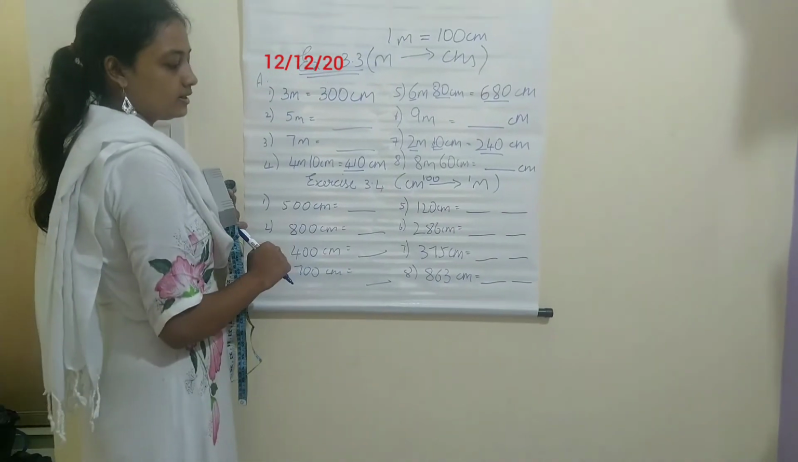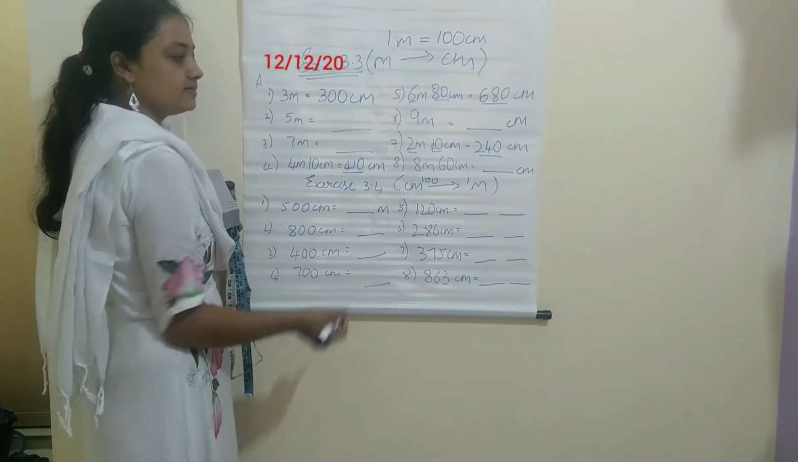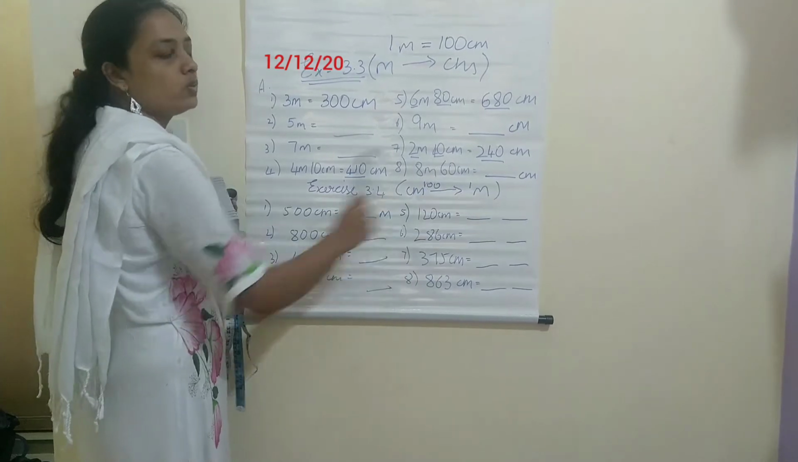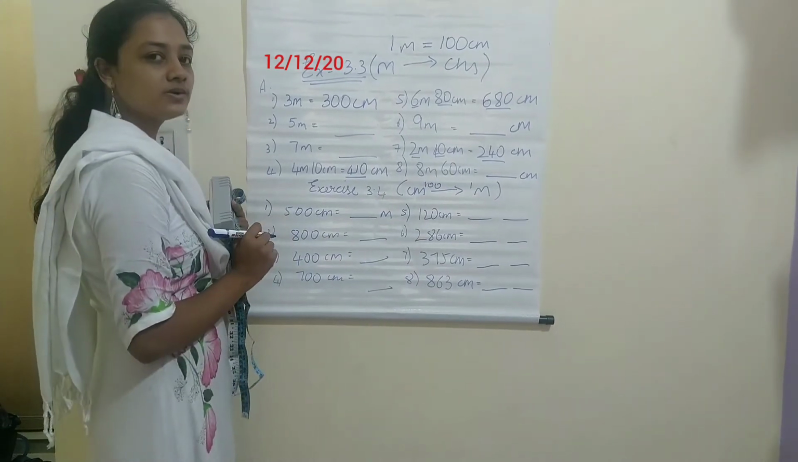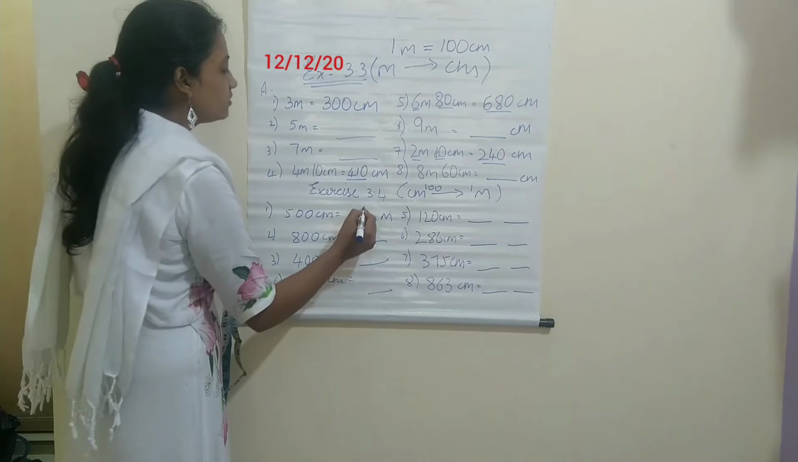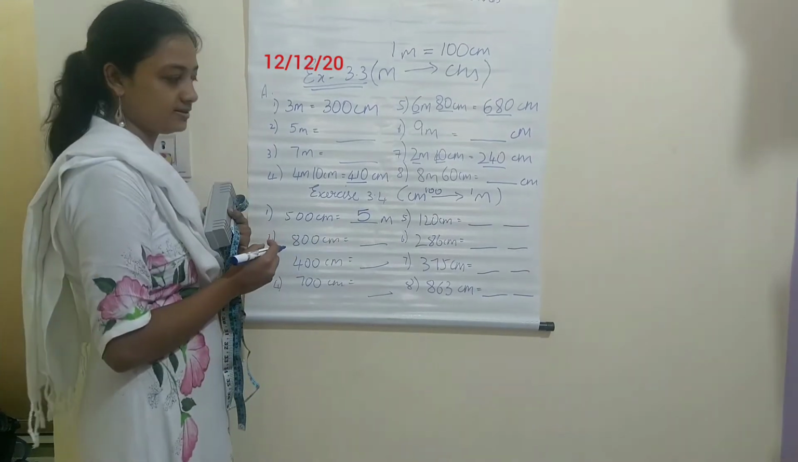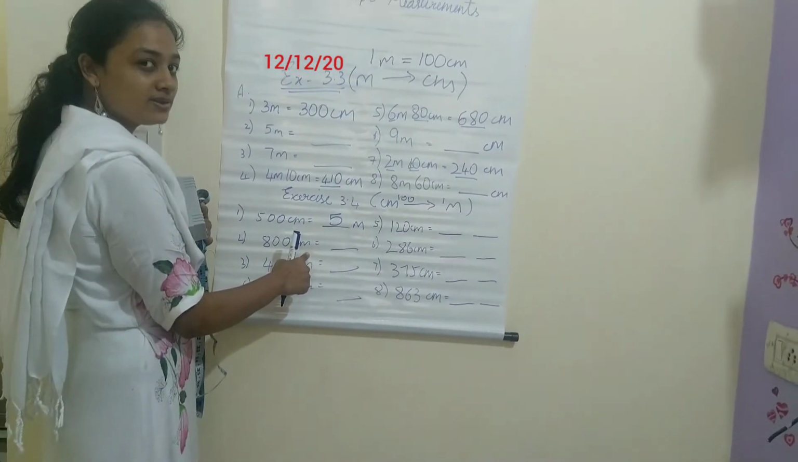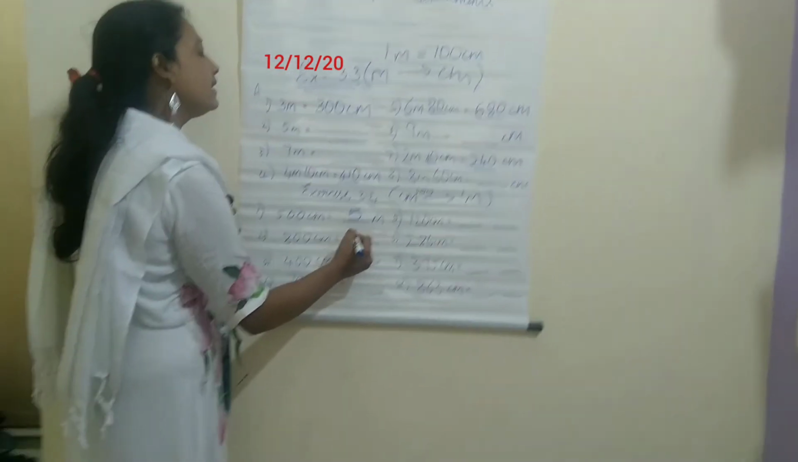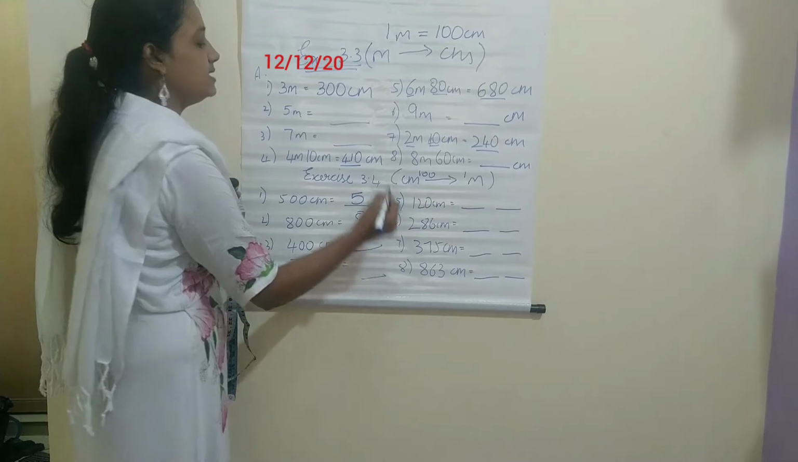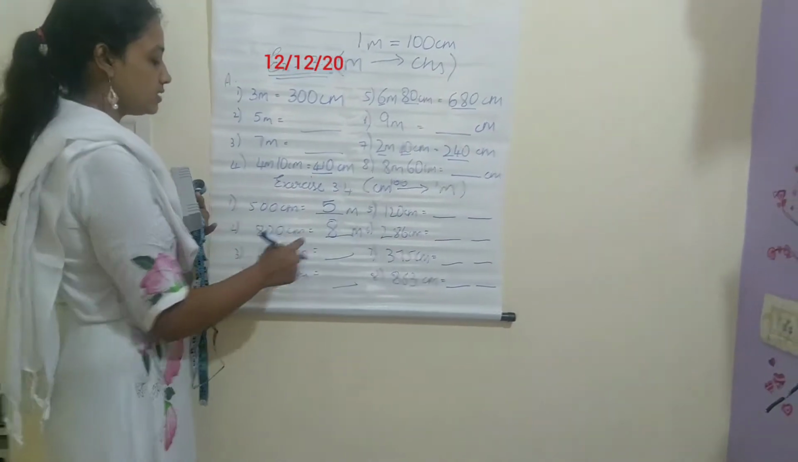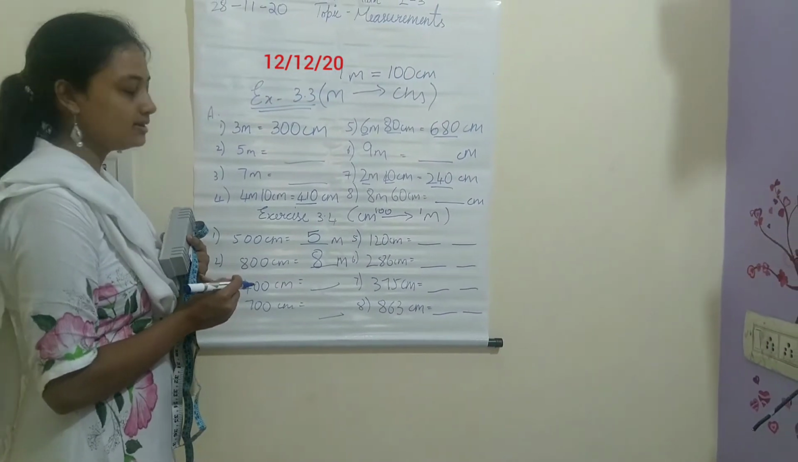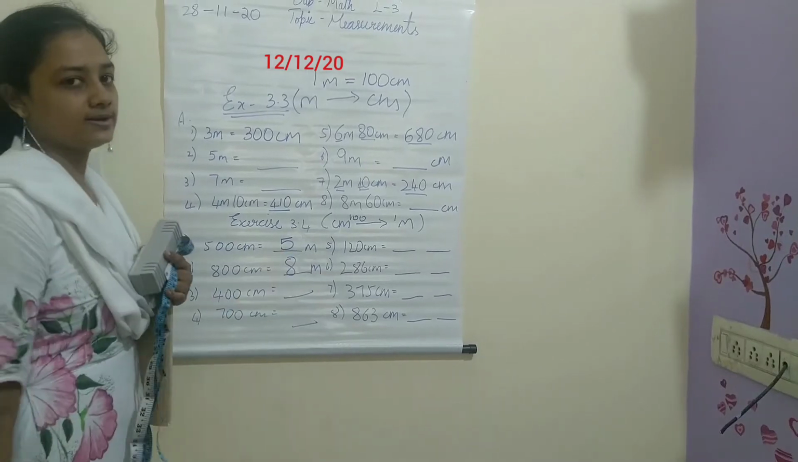500 centimeters is equal to how many meters? 100 is equal to 1. 500 will be equal to 5. So it is 5 meters. Similarly, 800 centimeters will be equal to 8 meters. Now the next two, you will try.